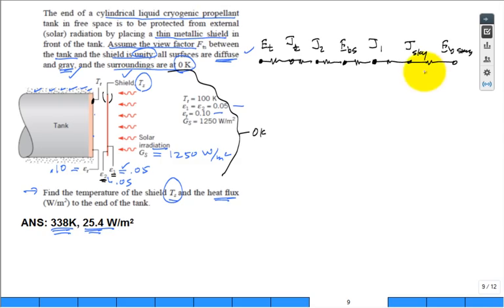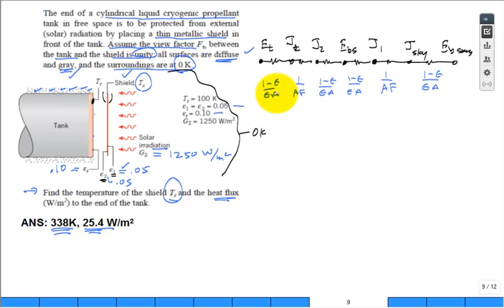Okay, this would be a 1 minus epsilon over epsilon A. This would be a 1 over AF. This would be a 1 minus epsilon over epsilon A. This would be a 1 minus epsilon over epsilon A. 1 over AF, and a 1 minus epsilon over epsilon A. I think I got all those resistors correct. Some are geometrical, 1 over AF. Some are surface, 1 minus epsilon over epsilon A.